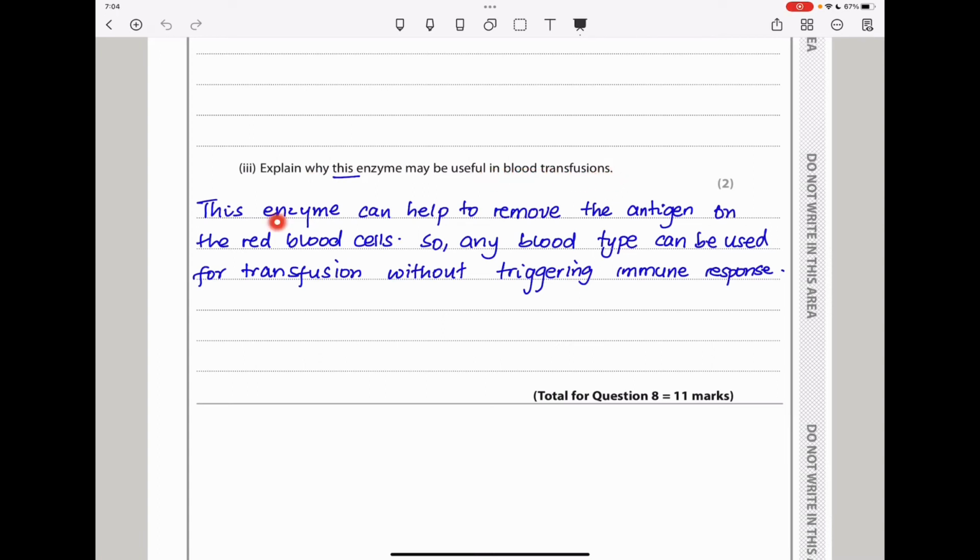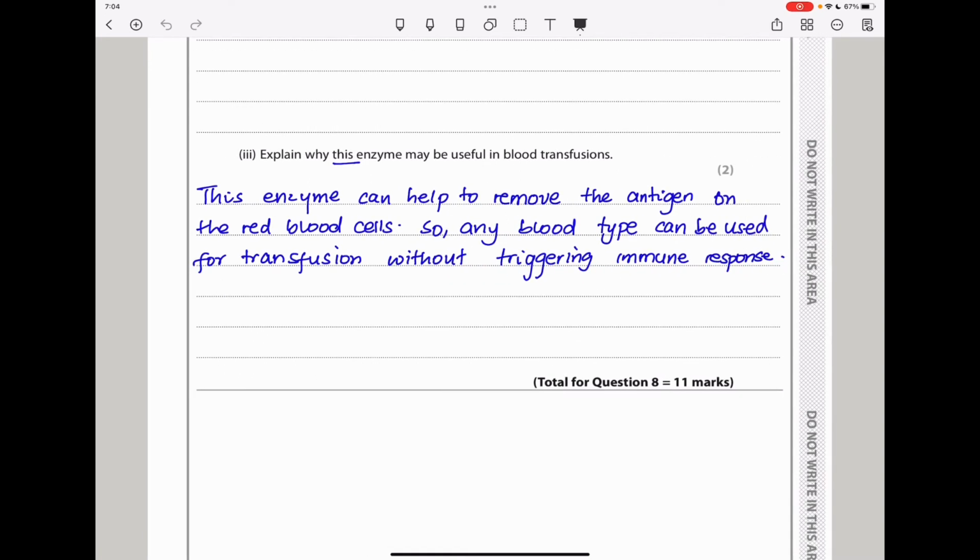So I say this enzyme can help to remove the antigen on the red blood cells. So if this is removed, then of course the red blood cells are not going to be detected as having foreign antigens. So any blood type can be used for transfusion without triggering an immune response. This brings us to the end of question 8. I will continue to question 9.